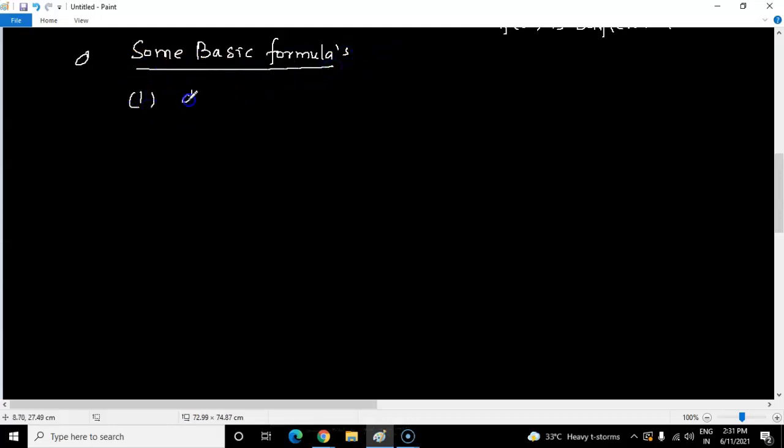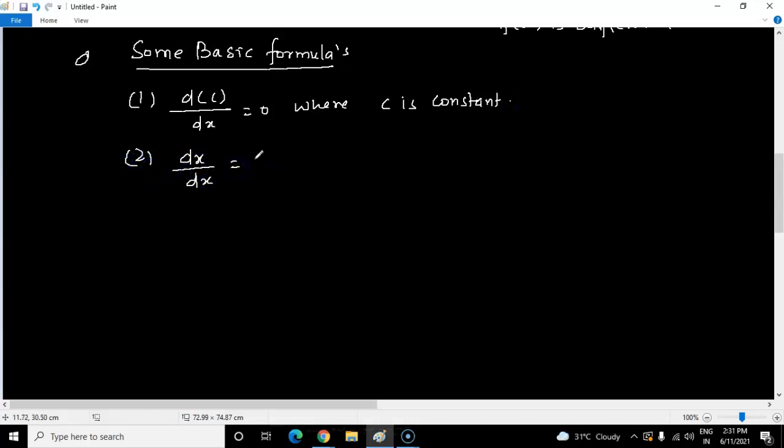Differentiation of a constant term is equal to 0, where c is a constant. Differentiation of dx by dx, that is, of x, is equal to 1 only. Differentiation of x to the power of n is n into x to the power of n minus 1.